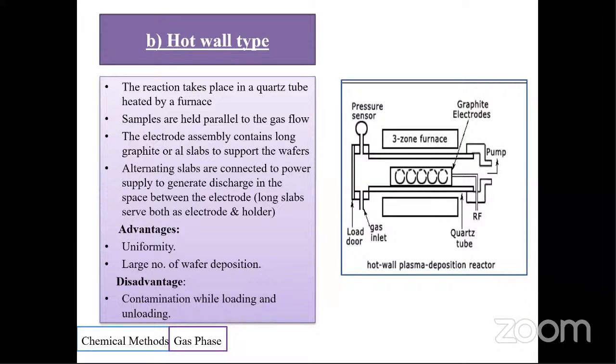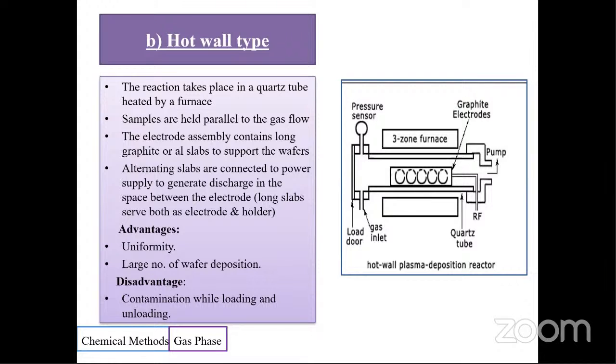A furnace is there, and this furnace may be with different zones also. Different zones means at some particular length the temperature is one, then in the middle the temperature may be different, and at the end the temperature may again be different. So different temperature zones are there. That's why we are using 3-zone furnaces most of the time.